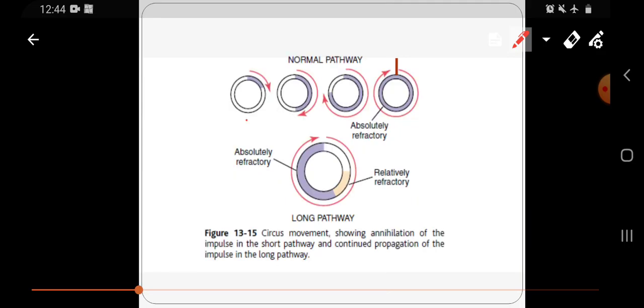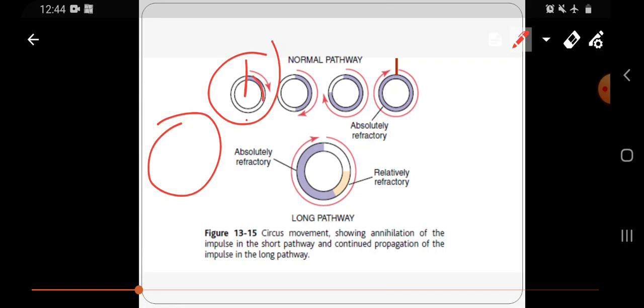Now, this is another figure which shows the same idea. Here we have a circular pathway, and the impulse of depolarization started here and it started moving like this. Now, when it reaches the original point where it started, this point is still in the refractory period. So this signal is gonna die. Okay, it's gonna fade away.